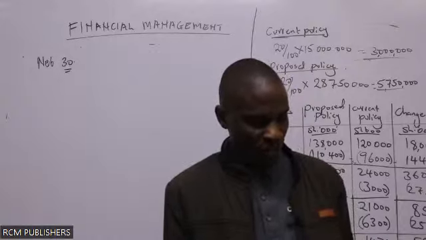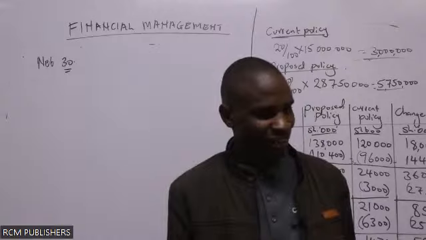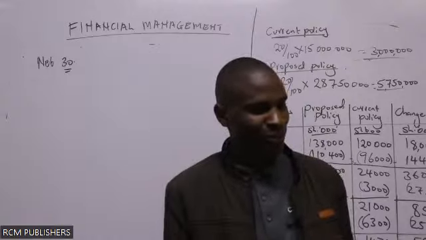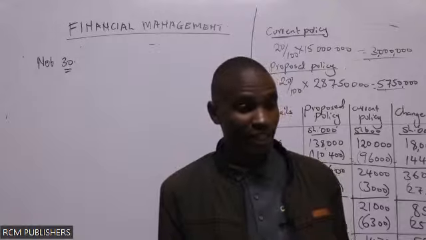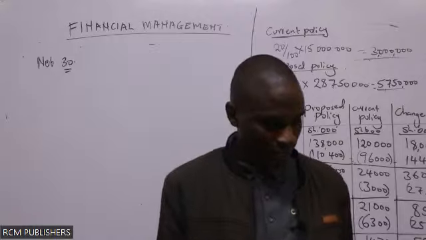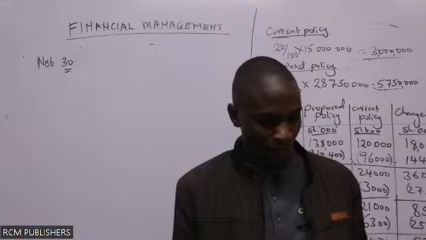A new credit assistant officer will also have to be employed at a salary of 500. We did this, I think we did this. Tell me if we have done this, or we just continue and do it. We didn't. Okay, fine. A new credit assistant officer will also have to be employed at a salary of 500,000 per annum.